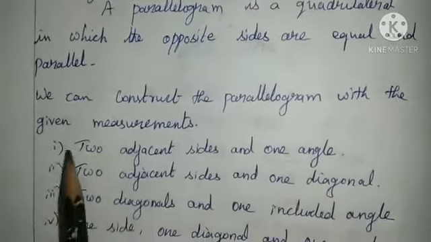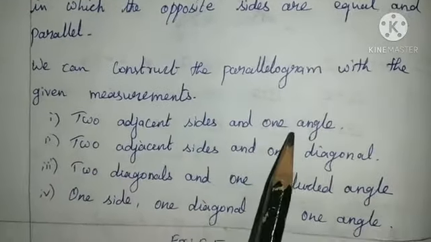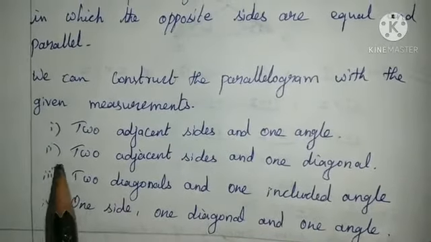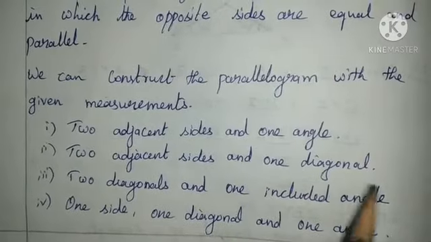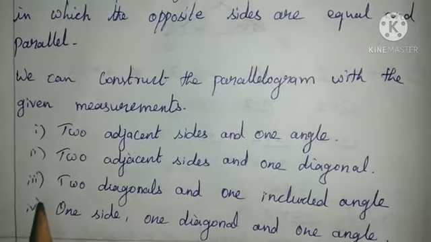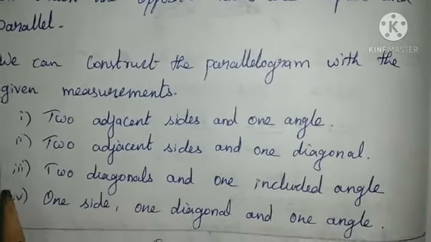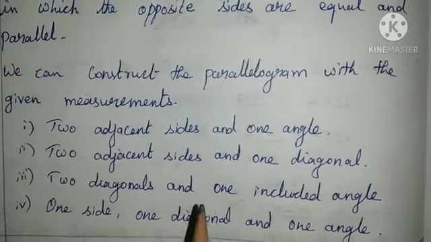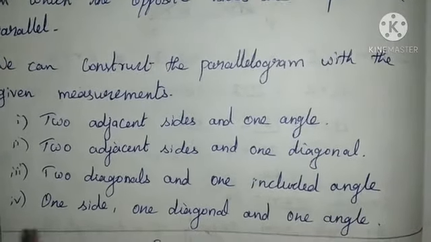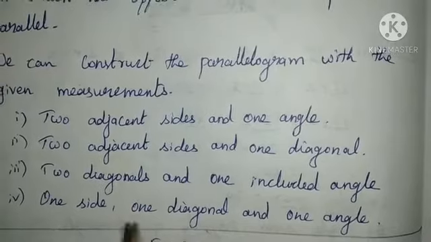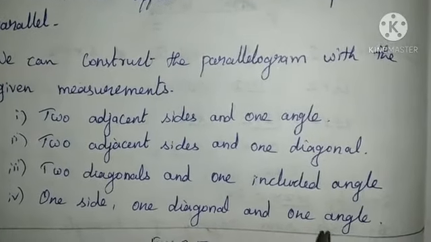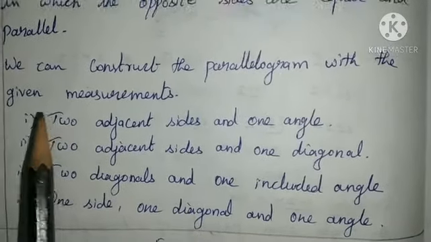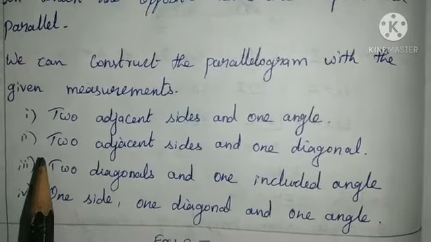First one, two adjacent sides and one angle are given. The second one, two adjacent sides and one diagonal are given. The third type to construct the parallelogram is two diagonals and one included angle are given. And the fourth one is one side, one diagonal and one angle are given. Using these ways, we can construct a parallelogram.